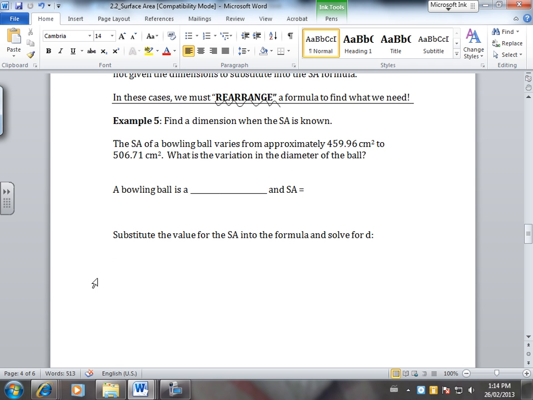So the surface area of a bowling ball varies from 459.96 centimeters squared to 506.71 centimeters squared. And this makes sense because some bowling balls are smaller than others. What is the variation in the diameter? So we're told the surface area, but now we want the diameter. So which shape is a bowling ball? On our formula sheet, a bowling ball is a ball, so it's a sphere.